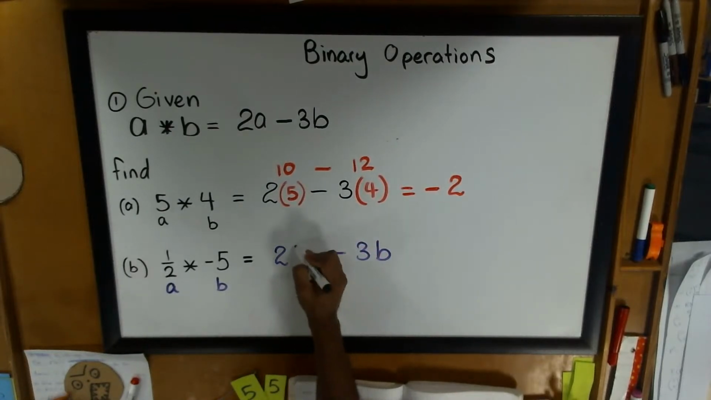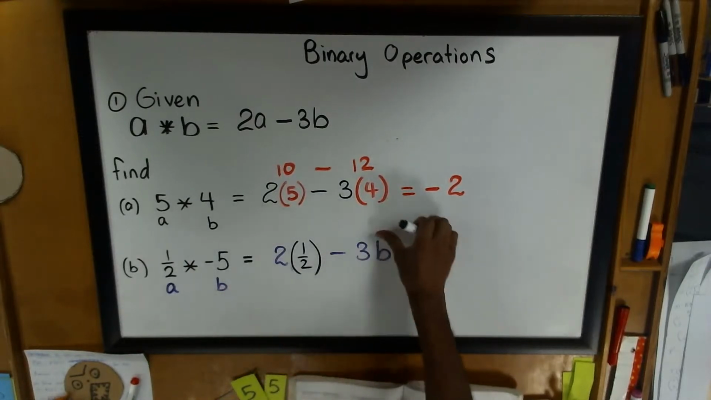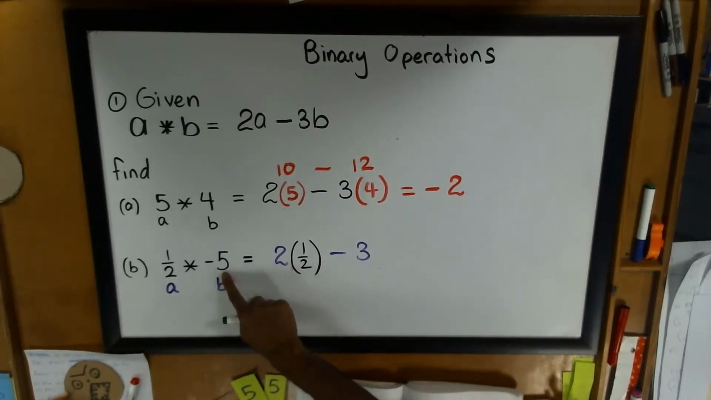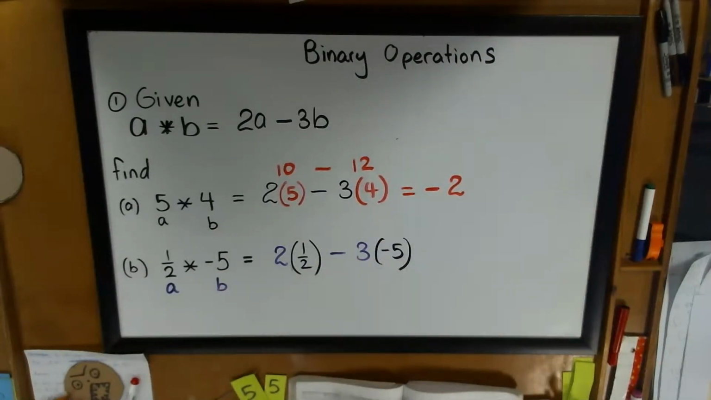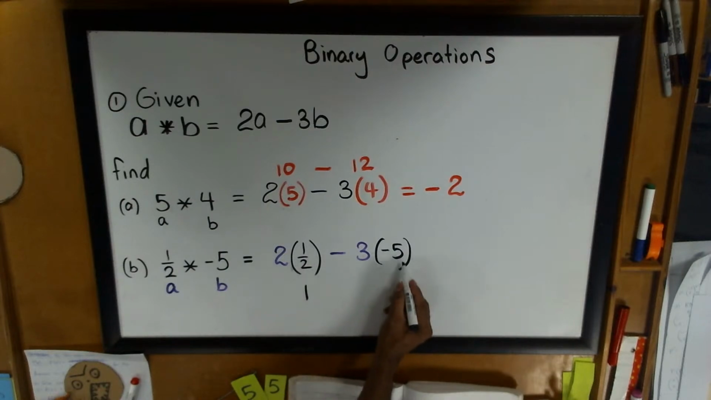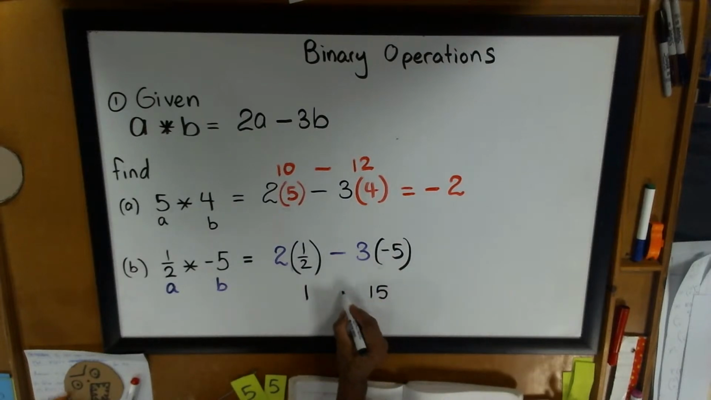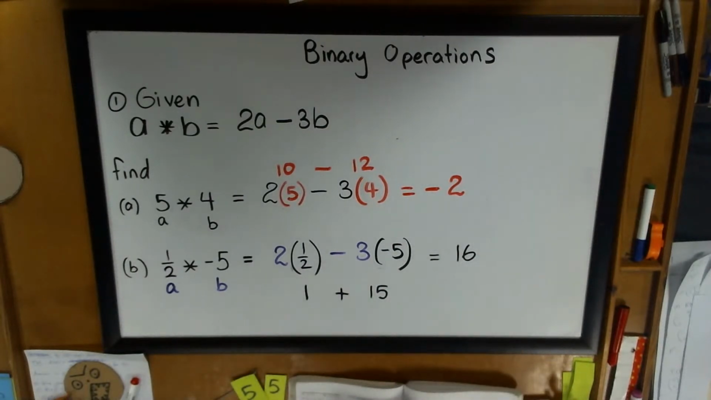Erase the A and replace it with a half. Anywhere you see a B, we're replacing it not with 5, you know. Look at it carefully. It's minus 5, guys. Okay? So let's work it out. 2 multiplied by a half is 1. 5 multiplied by 3 is 15. But here you have a minus and a minus. When you multiply two minuses, you get a plus. 1 plus 15 is 16. That's the end of that particular question.